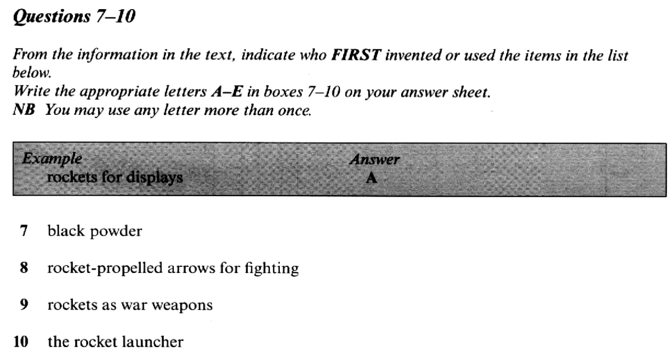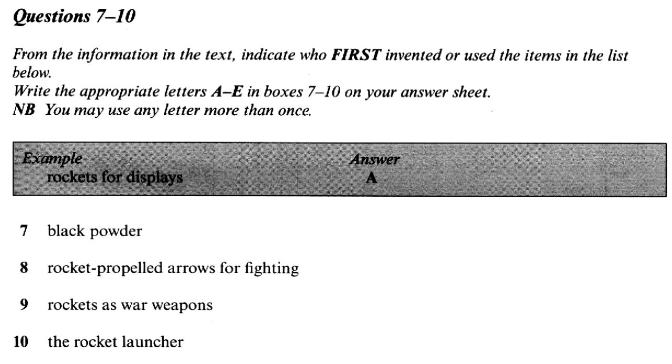Right, here's another type of question. Questions 7 to 10. From the information in the text, indicate who first invented or used the item in the list below. Write the appropriate letters A to E in boxes 7 to 10 on your answer sheet. And you may use any letter more than once. Means A to E, we can use once or twice.